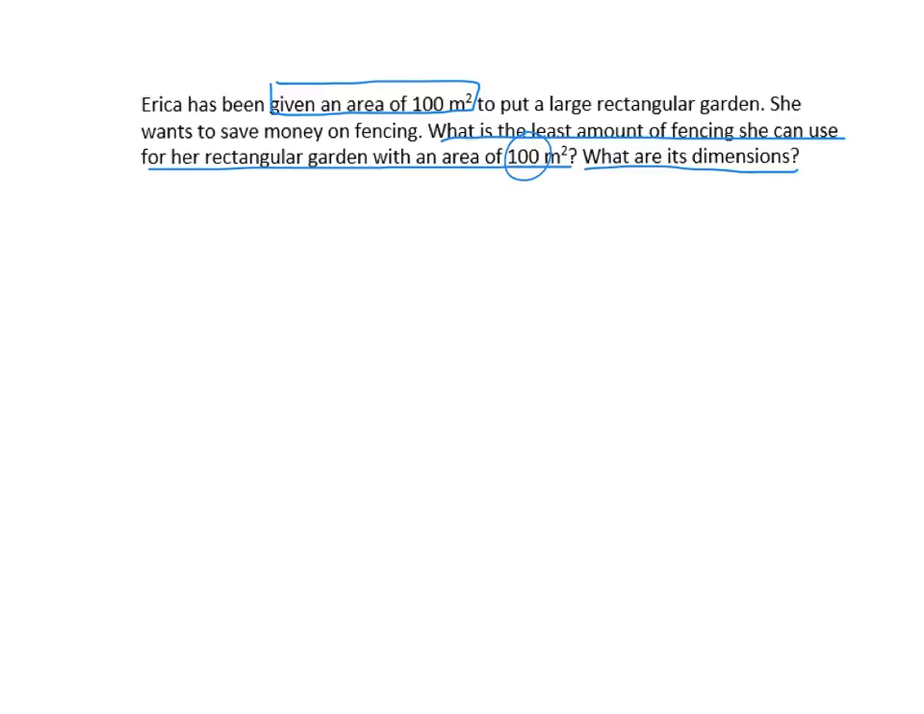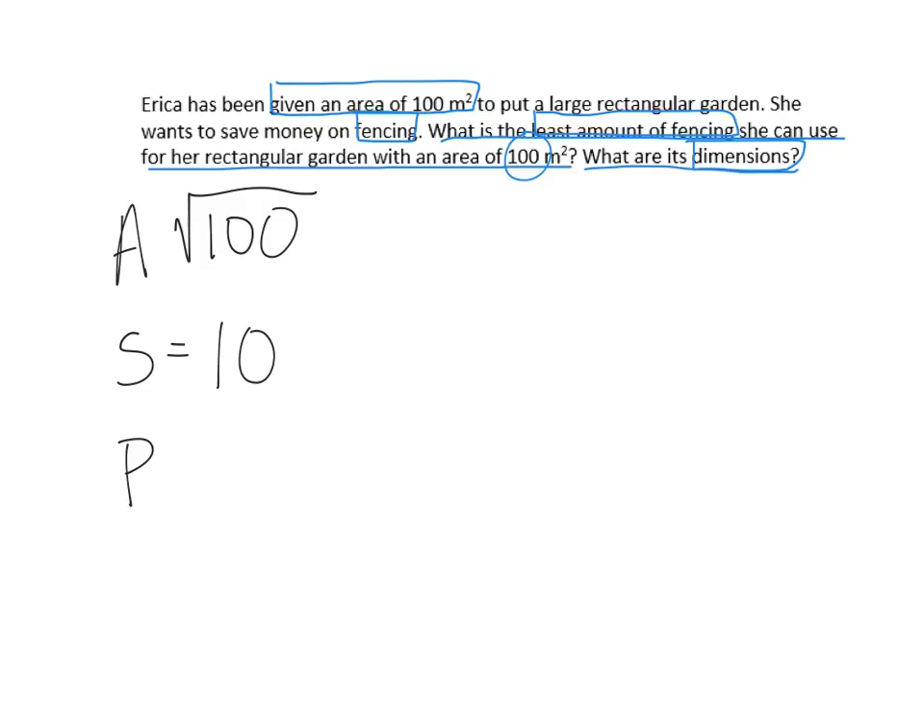And she wants to save money on fencing, so we're going to be finding a perimeter, least amount of fencing. Again, we're finding perimeter, and we want the dimensions. So we're given the area, and we want to find the perimeter, so we then use the other acronym we learned, which is ASP. So we get the area was 100, and in this case, to find the side length, we have to square root 100. So the square root of 100 equals 10, so that means that the side is going to be 10.